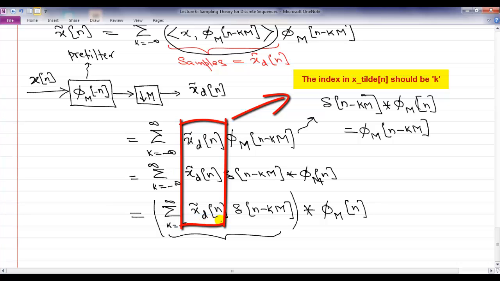It's taking samples of x tilde d[n] and putting m minus 1 zeros after one sample, then another sample, again m minus 1 zeros. This operation is nothing but the expander operation where you simply put m minus 1 zeros between samples. So this is expansion of x tilde d[n] to x tilde[n].